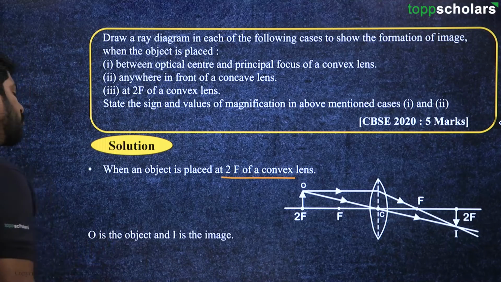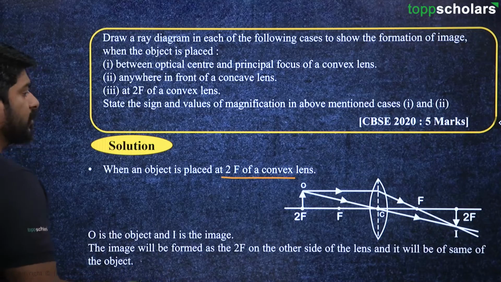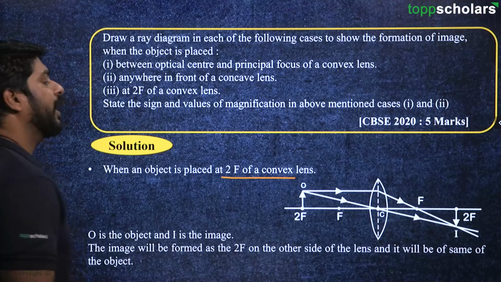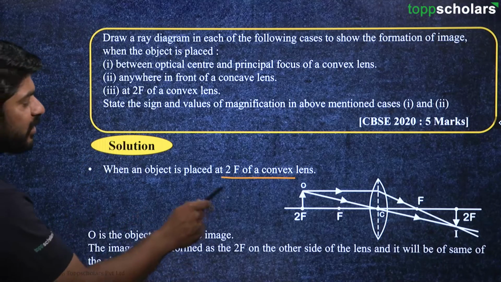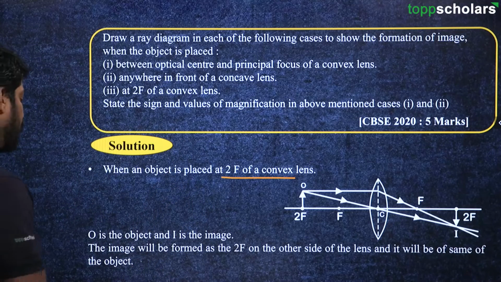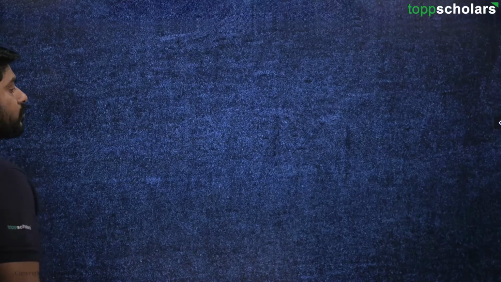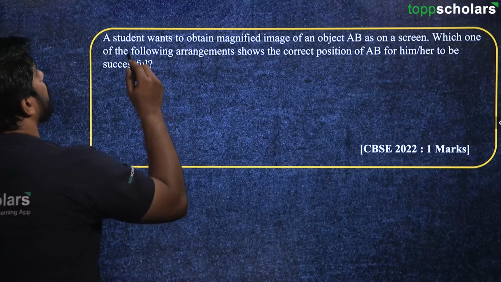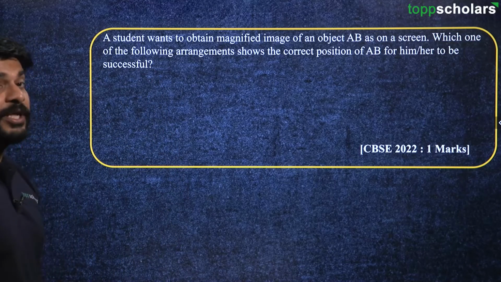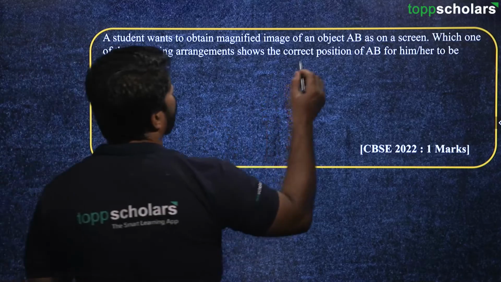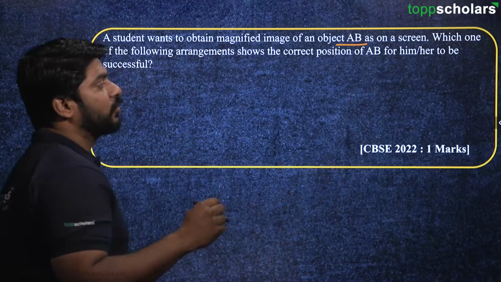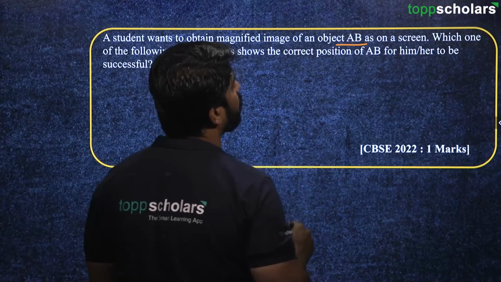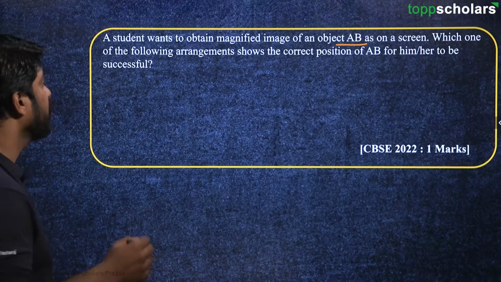So here again, O is the object and I is the image, and here we know that when it is at 2f, image is also formed at 2f, it is inverted and it is of same size, okay. So this is the case, okay. Now moving on to the next question, okay. A student wants to obtain magnified image of an object AB as on a screen. Which one of the following arrangements shows the correct position of AB for him or her to be successful?